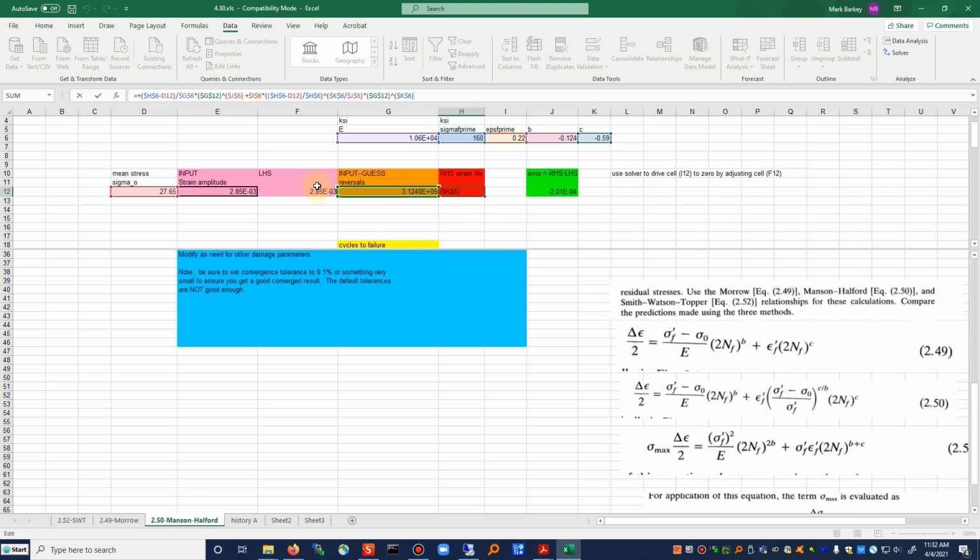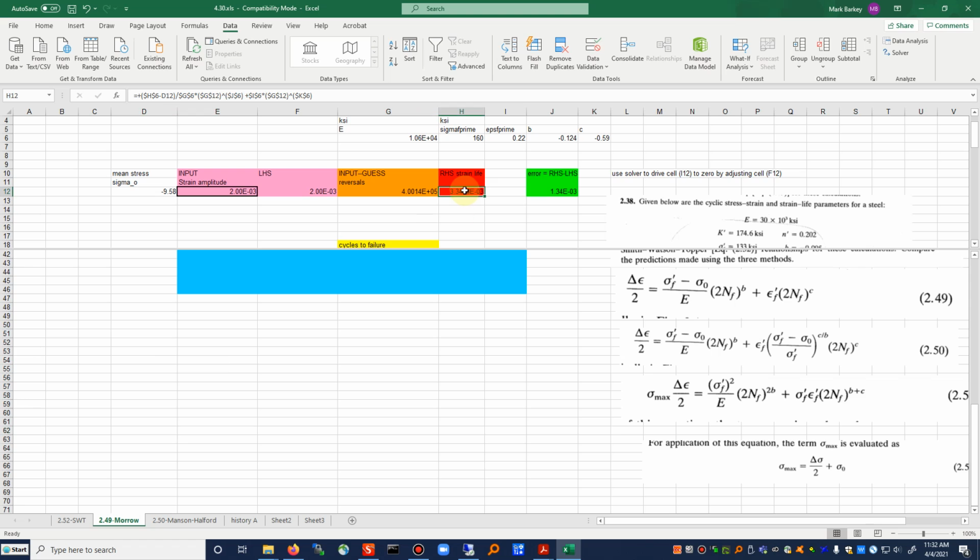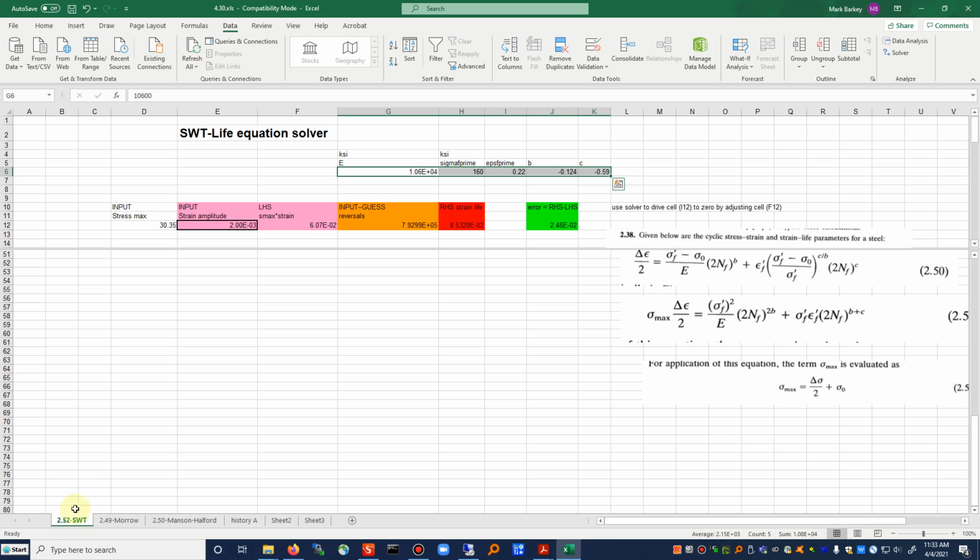250 is epsilon f prime times quantity sigma f prime minus sigma naught over sigma f prime to the C over B times 2NF to the C. The Morrow is sigma f prime minus sigma naught over E 2NF to the B plus epsilon f prime 2NF to the C. And then the Smith-Watson-Topper would be sigma f prime squared over E 2NF to the 2B plus sigma f prime epsilon f prime 2NF to the B plus C.